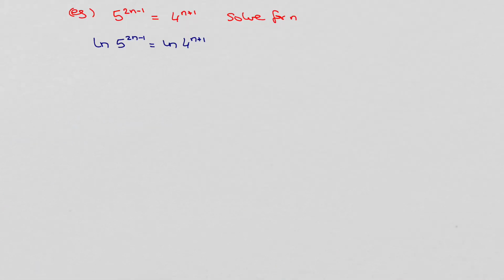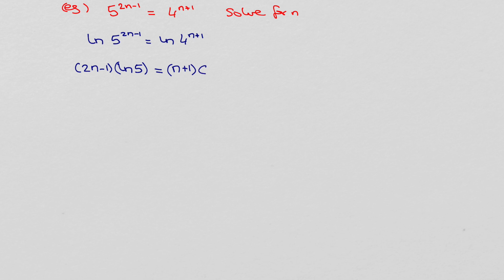That means that if I bring down the power, I make sure I use brackets because there's 2 terms in the power. So in other words, I'm bringing down 2n minus 1, so that'll be times natural log of 5. And on the right-hand side, I have to bring down the power, which is n plus 1. So again, I'm putting it in brackets, times natural log of 4.